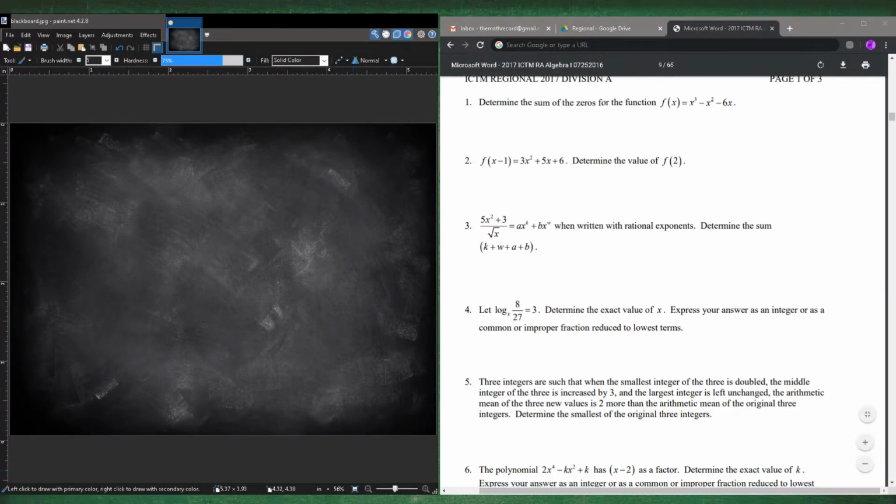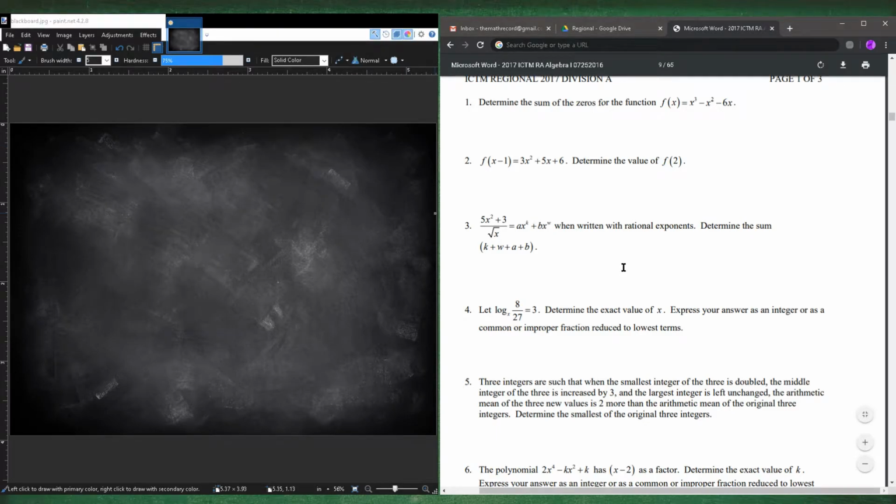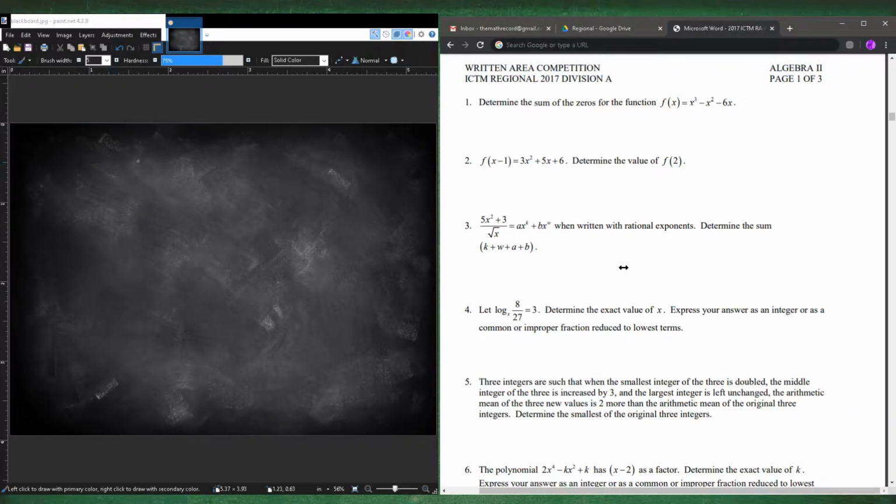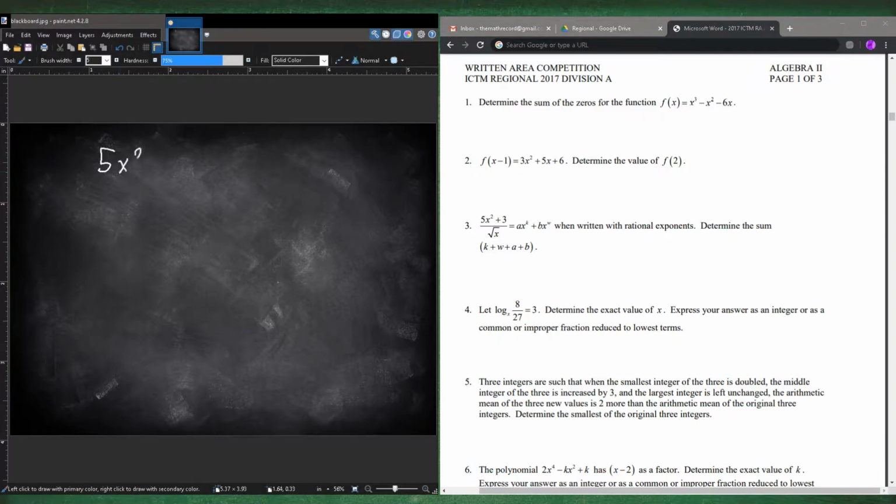And that's basically it. Number 3, 5x squared plus 3 divided by square root of x is equal to a x to the k plus b x to the power w, when written with rational exponents. Determine the sum of k plus w plus a plus b. Okay, so we have 5x squared plus 3 divided by square root of x, which you can also rewrite as 5x squared divided by square root x plus 3 over square root of x.